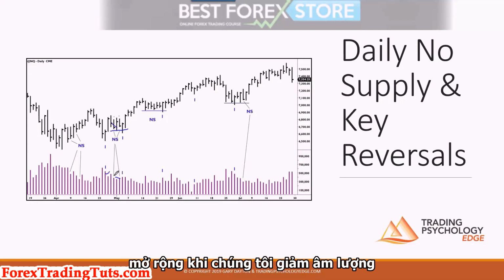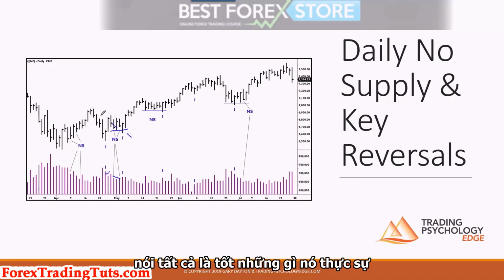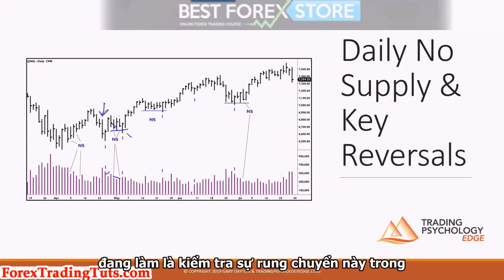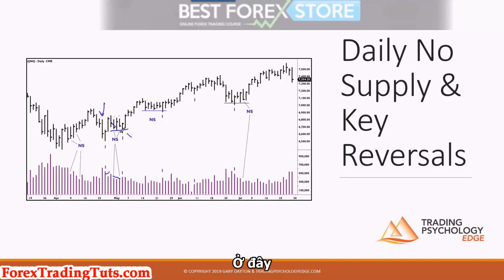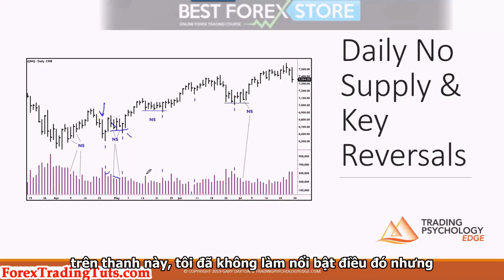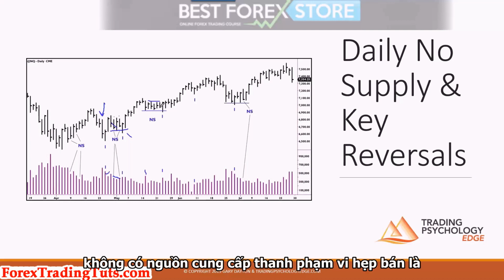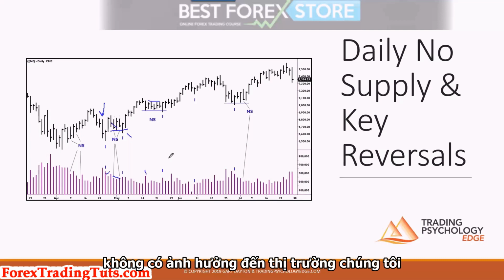As we come down, the volume contracts, then we get the key reversal saying all is well. What it's really doing is checking out this shakeout in here. And then we rally up from there. We get a little supply coming in on this bar. I didn't highlight that, but basically, even though some of these are not less than the prior two, this is all no supply. Narrow range bars, selling is not having an effect on the market.